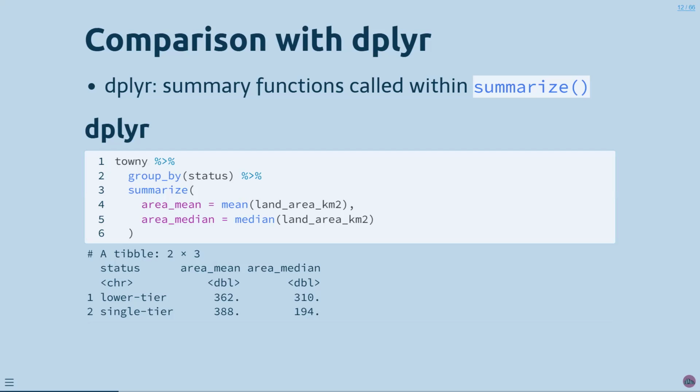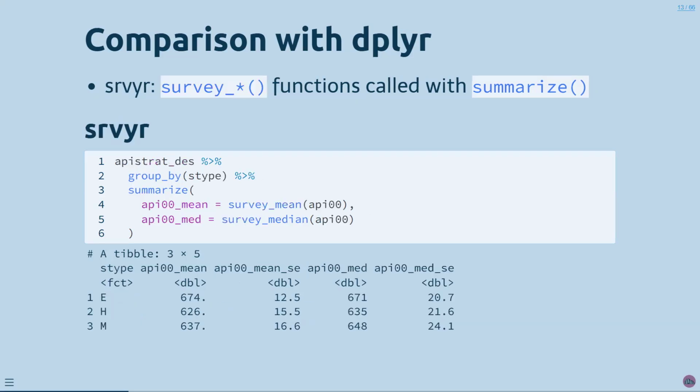So in the first line, we start with the townie data set, and then we pass it to the next function using the pipe operator, which is the percent sign, greater than sign, percent sign. So you can think of the pipe as meaning "and then." So we have the townie data set, and then we group it by the status column, and then we summarize the land area km2 column, and then we create two new variables, area mean, which calculates the average land area, and area median, which calculates the median land area. And they're all grouped by status. And you can see the output is going to be two rows, lower tier and the other status, and then it's calculated the area mean and the area median.